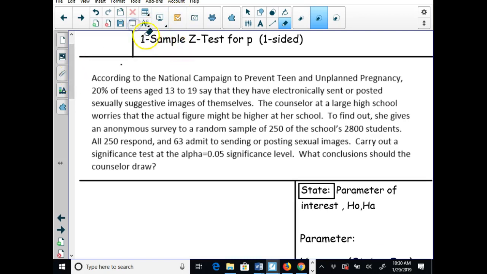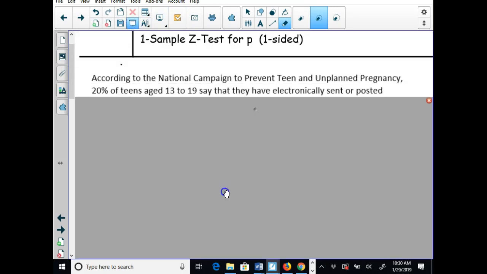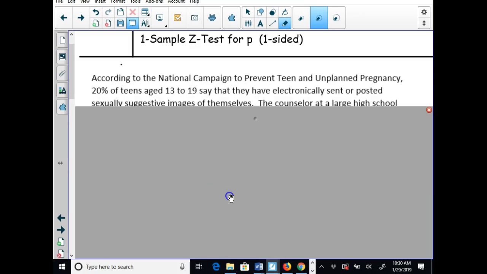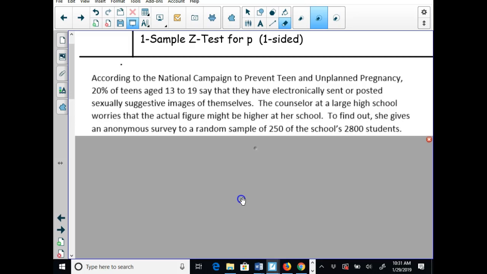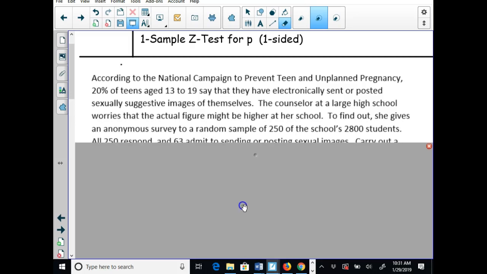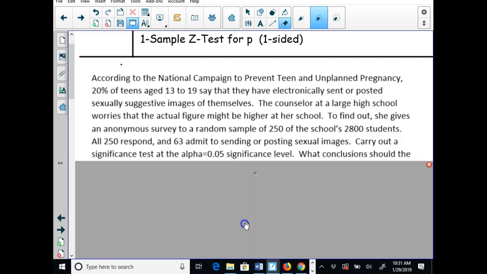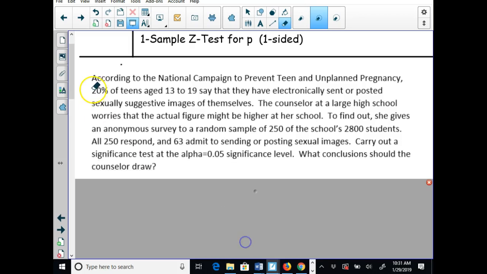According to the National Campaign to Prevent Teen and Unplanned Pregnancy, 20% of teens aged 13 to 19 say they have electronically sent or posted sexually suggestive images of themselves. The counselor at a large high school worries that the actual figure might be higher at her school. To find out, she gives an anonymous survey to a random sample of 250 of the school's 2,800 students. All 250 respond, and 63 admit to sending or posting sexual images. Carry out a significance test at the alpha equals 0.05 significance level. What conclusions should the counselor draw?